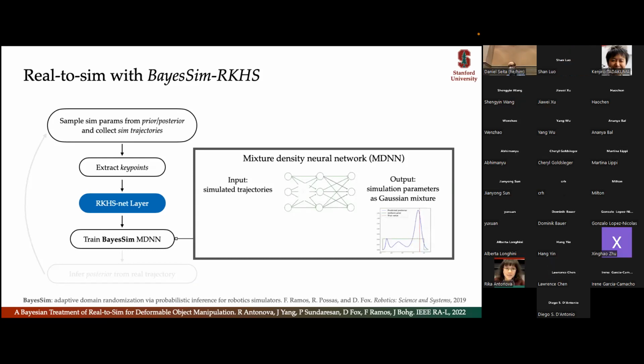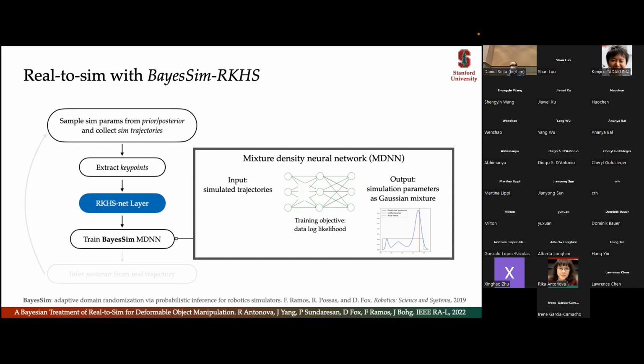Then we're going to train something that was introduced before in RSS 2019, a method called BayesSim, which takes the input simulated trajectories. By trajectories, I mean this data that we have just encoded, maybe padded with where the robot is, so a representation of the deformable and then the robot. It's going to learn the mapping from the input simulated trajectories to the output Gaussian mixture of simulation parameters that generated these trajectories. Because we're doing this in simulation, both this input and output are available to us. So the training is just done with data likelihood.